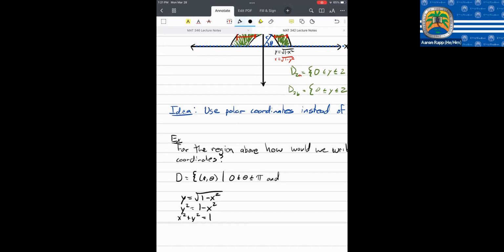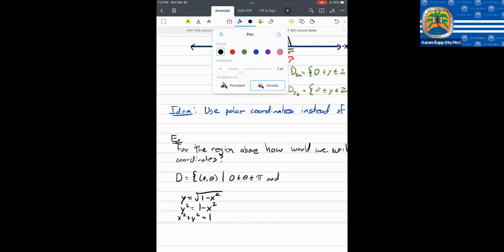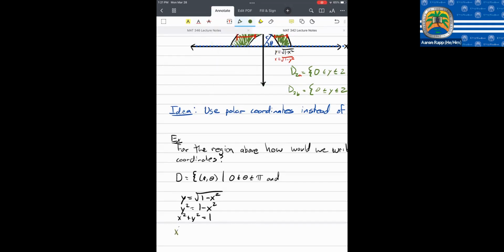And I get x squared plus y squared is equal to 1. This is the equation of a circle, centered where? At the origin, because I'm not shifting my x or y coordinates before I square them. What's the radius of the circle going to be? It's going to be 1. Your equation for your circles: x squared plus y squared is equal to r squared.